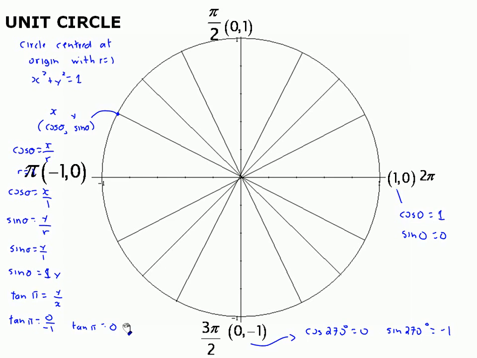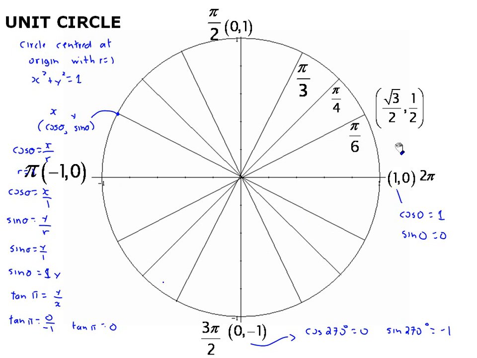Now I put those quadrantals in rads, so I wrote 0 rads as 2 pi, pi over 2, pi, and 3 pi over 2. And then if you looked at quadrant 1, there's your 30-degree angle, pi over 6. There's your 45-degree angle, pi over 4. There's your 60-degree angle, pi over 3.